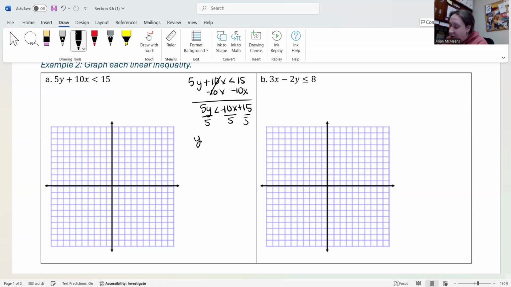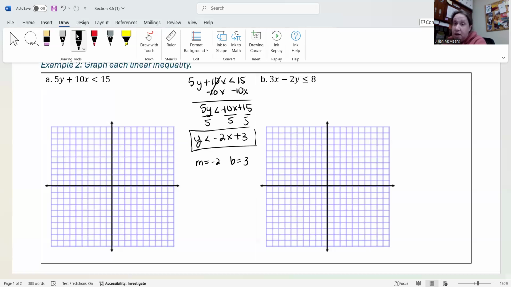So this tells me that y is less than negative 2x plus 3. Negative 10x divided by 5 is negative 2, and 15 divided by 5 is 3. So this inequality is the same as what I started with. It's just in a new format, and it's a very useful format because I get my slope and my y-intercept for free. So my slope here is negative 2. My y-intercept is 3.